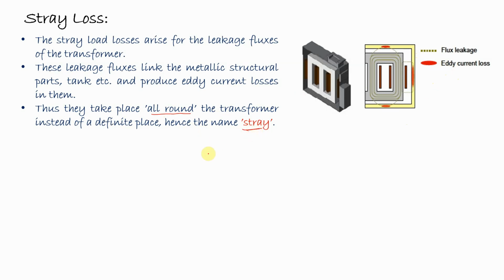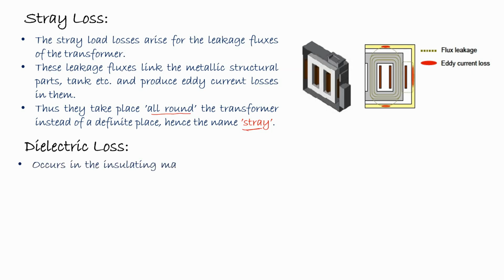There are, other than the transformer core and the windings, other parts also in a big transformer. For example, tank, conservator tank, bushing. There are different types of other components also. And because of this alternating flux, the EMF will be induced everywhere. And because of this EMF, eddy currents will be produced all over the structure of the transformer. And because of these eddy currents, the losses will occur, which is considered as stray loss.